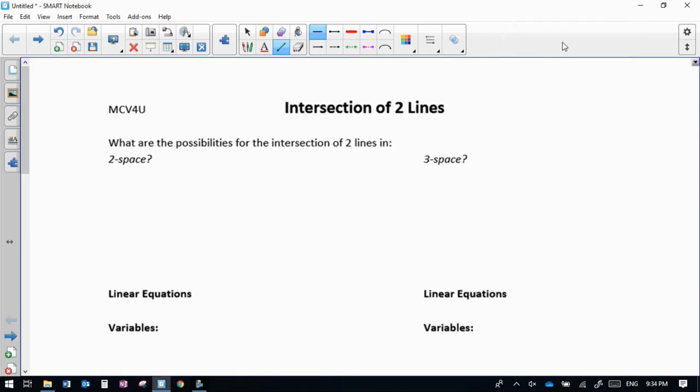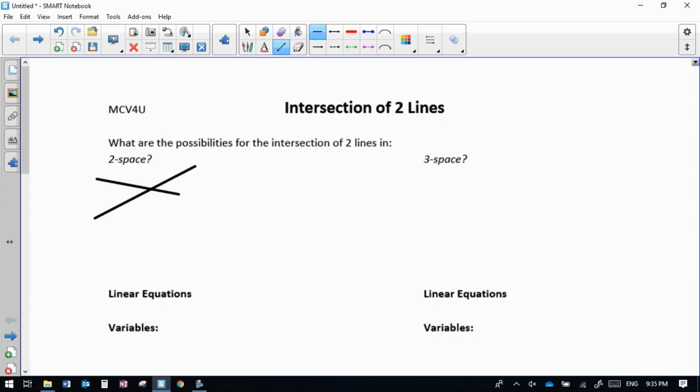You're probably already pretty familiar with the idea about the intersection of two lines in two space. And sometimes when we think about that, we think about just the geometric possibilities. If you have two lines on the XY Cartesian plane, what might they look like? Well, one possibility is they look like this and they intersect in one place.